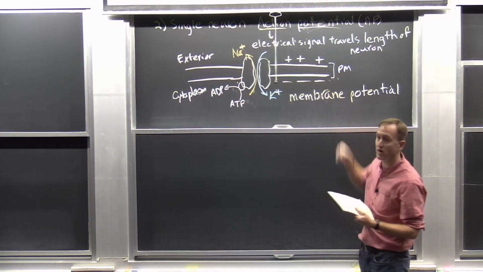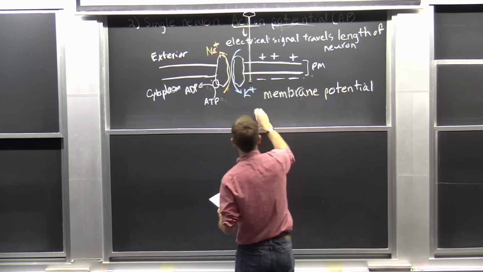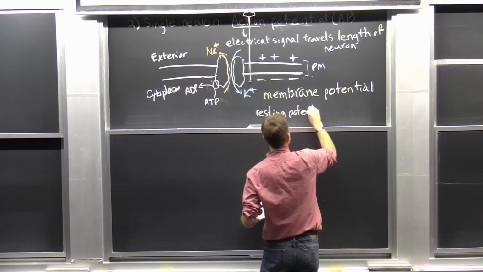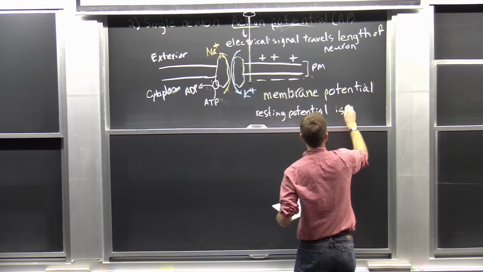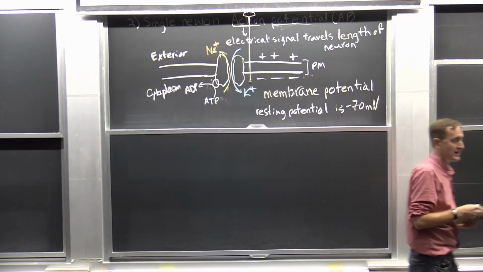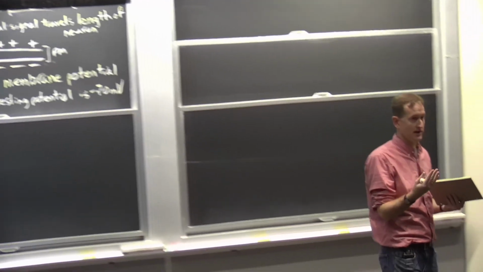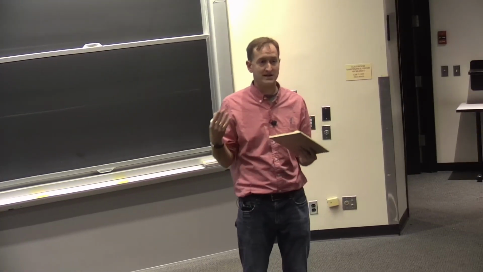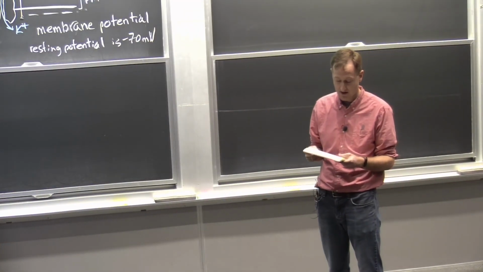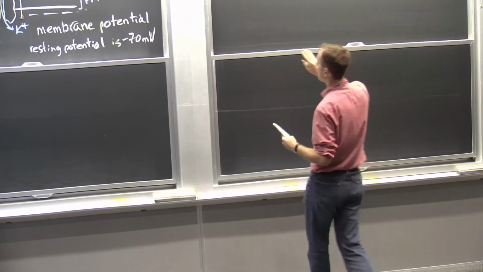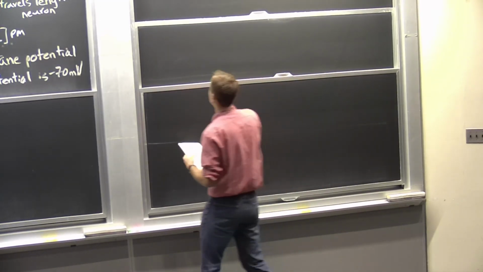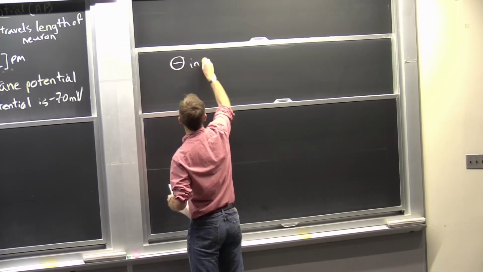And so there's a voltage across the membrane, and in a resting state, the cell's resting potential is negative 70 millivolts. Okay, so if the cell is not getting stimulated by something like a neurotransmitter, the resting potential is negative 70 millivolts, where the inside is negative and the outside is positive. Okay, so now I just want to define some terms that are going to be useful for us when we talk about action potentials.